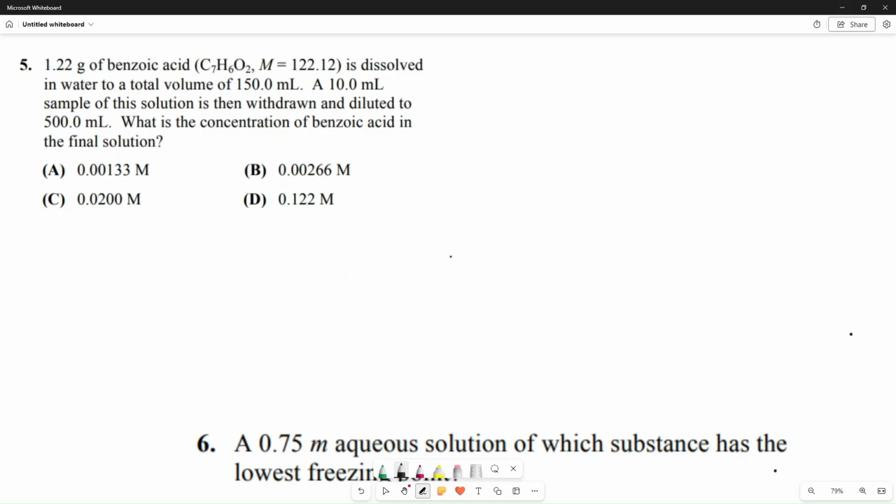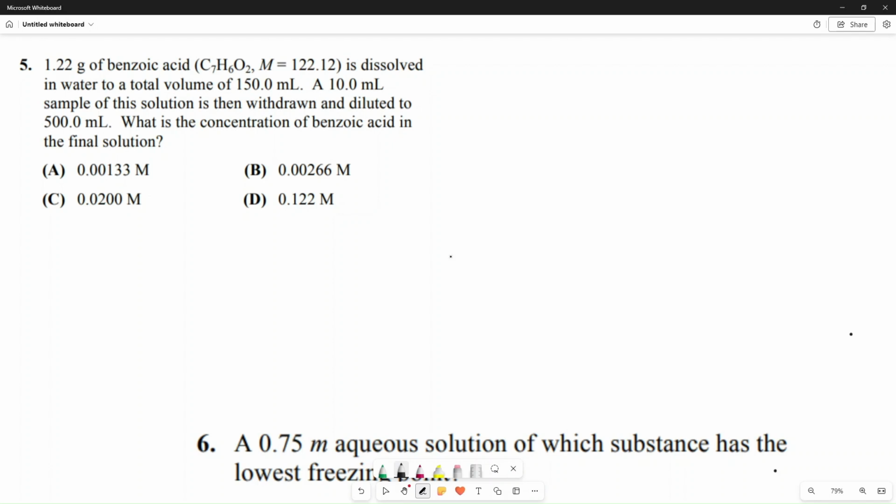This is USNCO Locals 2024, question number 5. 1.22 grams of benzoic acid is dissolved in water to a total volume of 150 milliliters. A 10 milliliter sample of the solution is then withdrawn and diluted to 500 milliliters. What is the concentration of benzoic acid in the final solution?